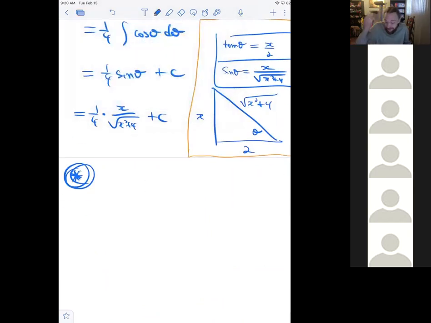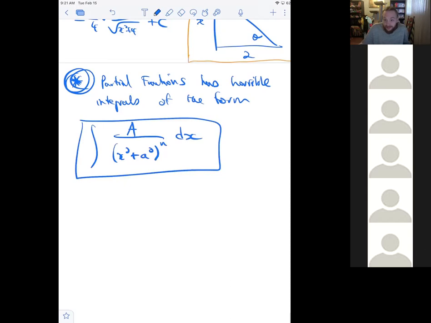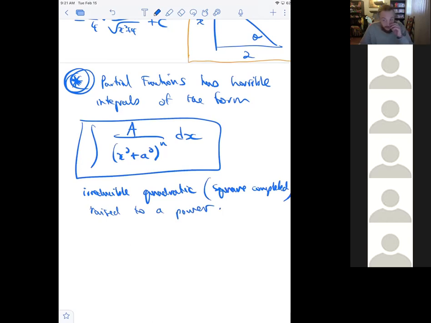The one last thing that we're going to have is in partial fraction decomposition. It has horrible integrals of the form, basically, once we do this, the integral of a constant over x squared plus a squared to the power n dx. This will be one of the irreducible quadratics to a power. The square is already completed, raised to a power, with no differential on the top.